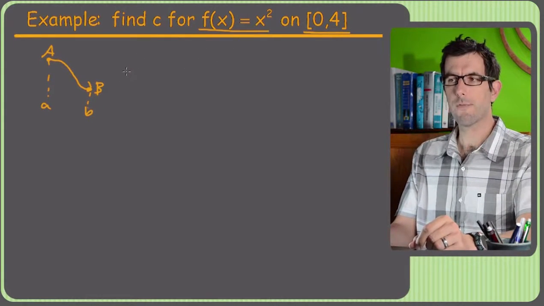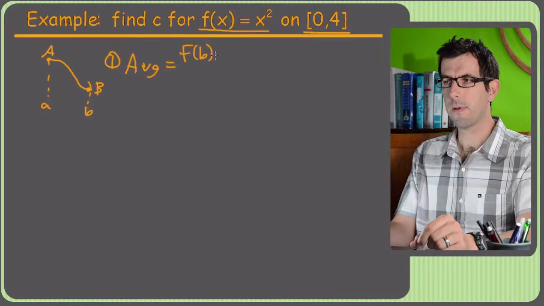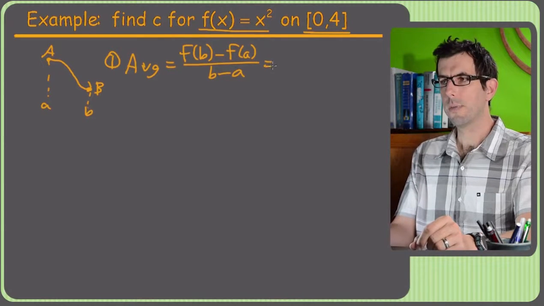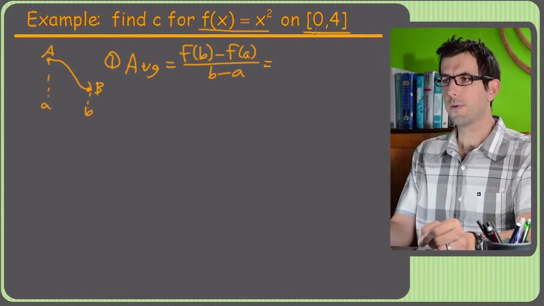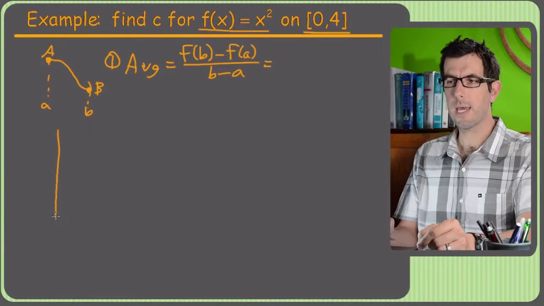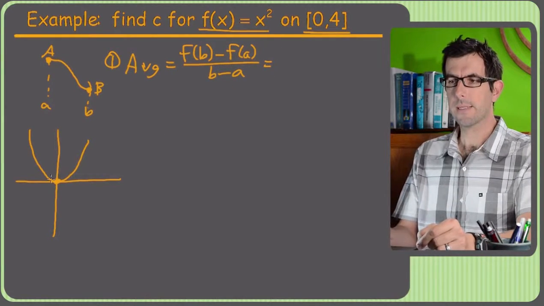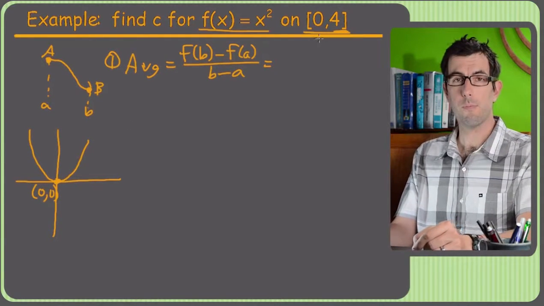So let's plug and chug. Step 1 from the previous page was to find the average value, and that's just going to be f of B minus f of A over B minus A. So basically, we just want to find our two points. Because it's on the interval 0 to 4, I've got this point and this point. Since we know what this graph looks like, let's just draw the actual parabola. So an actual parabola goes like this, and point A is at 0, which is going to be (0, 0). And then at the other end of our interval, point B is going to be at 4.